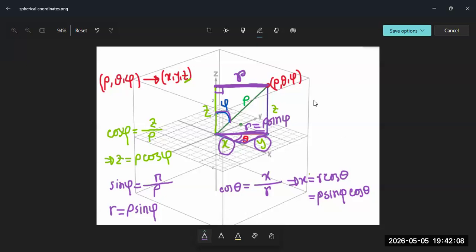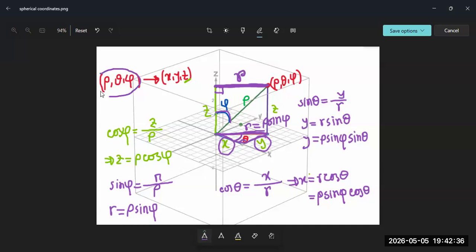And similar scenario for the y value, we can write sin theta is equal to y divided by r, and y is equal to r sin theta. And since the r quantity is rho sin phi, y is equal to rho sin phi sin theta. So this is the transformation.